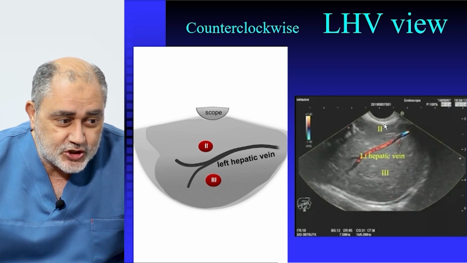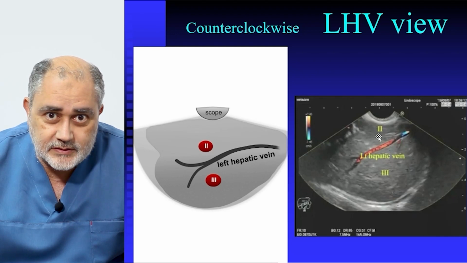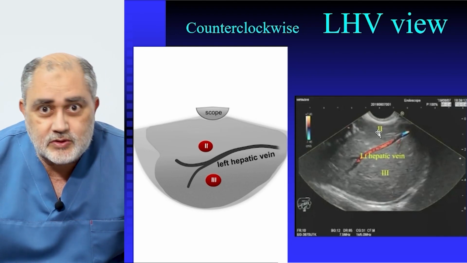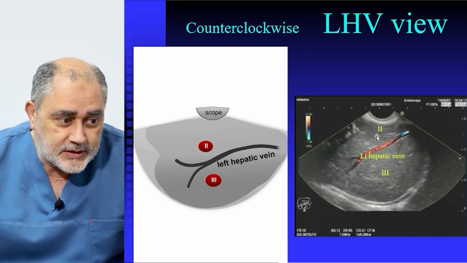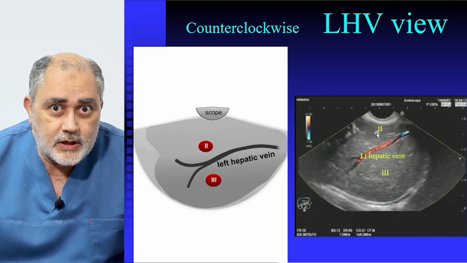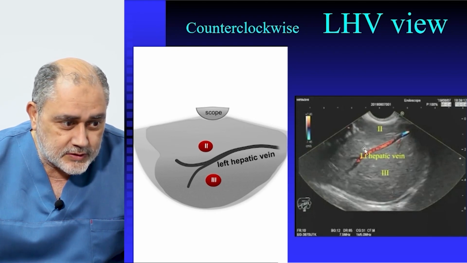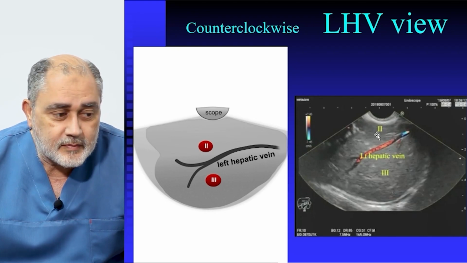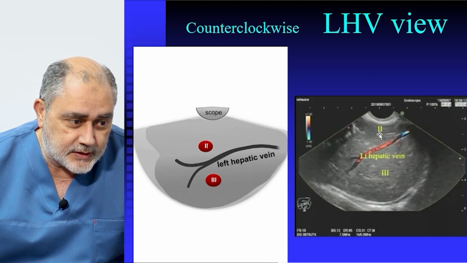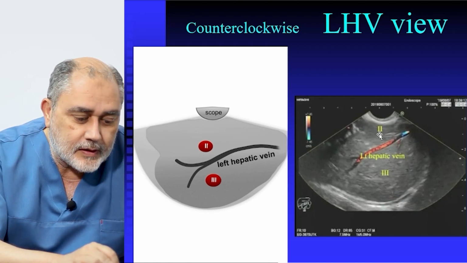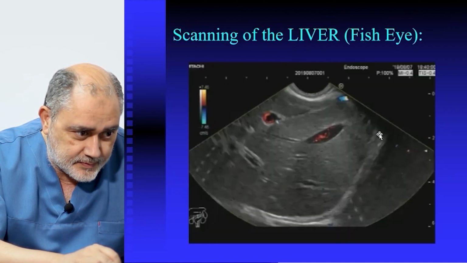biliary drainage, especially the rendezvous technique and the antegrade insertion of stent, because in this segment, segment 2, just below the cardia, the left hepatic duct is more in line with the common hepatic and the common bile duct. So this segment here, segment 2, just below the cardia, is suitable for rendezvous technique and the antegrade stenting of the left biliary system.